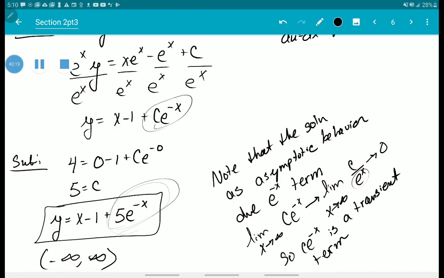And this notion of a transient term is usually used in applied problems. So I want to make you aware of what's going on there. So as x gets bigger and bigger, this whole function is really heading towards that line of y equals x minus 1.